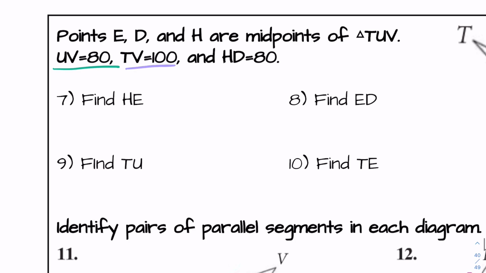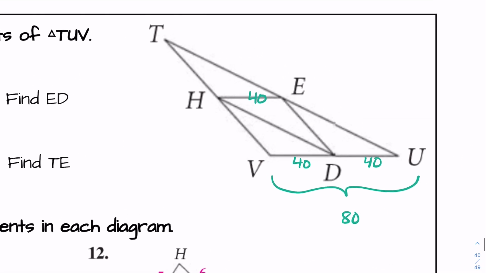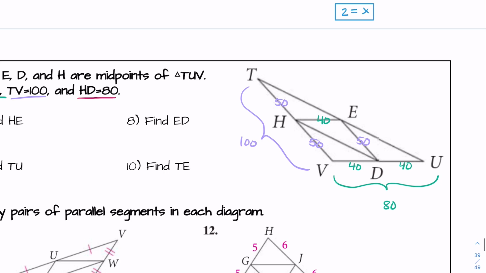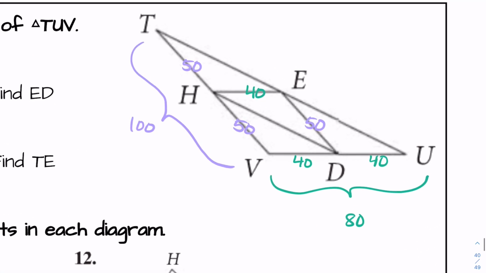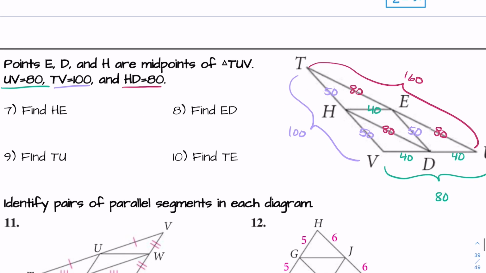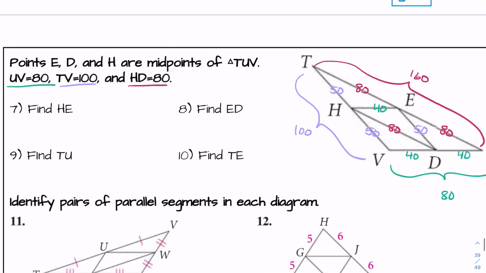The next one is TV is 100. So TV is this side right here, which is 100, which makes this 50, which makes this 50, which makes this 50. And the last one is HD is 80. So HD is this one right here. So that's 80. So that makes that 80, which makes that 80, which makes this whole thing 160. And I quickly now can find all of these items.